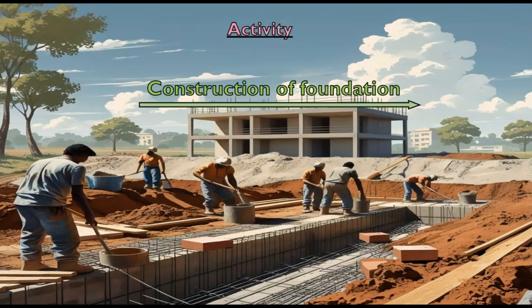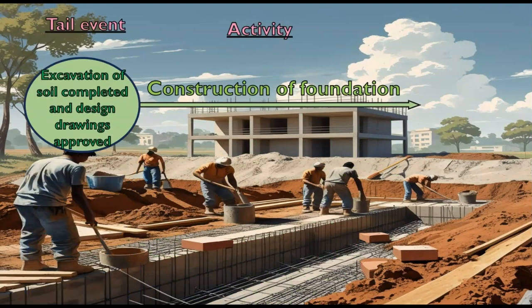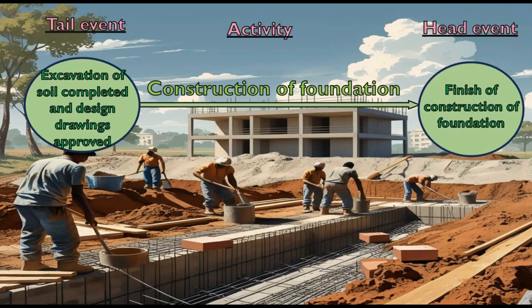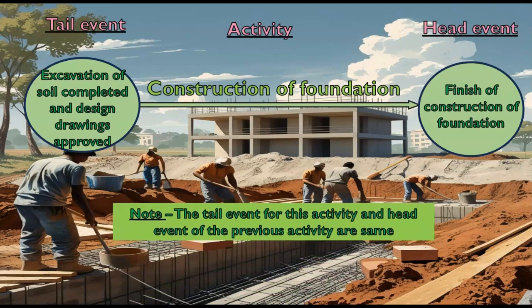The next activity is construction of foundation. Tail event for this activity is excavation of soil completed and design drawings approved. The head event for this activity is finish of construction of foundation. We have to note that the tail event for this activity and head event of the previous activity are same.